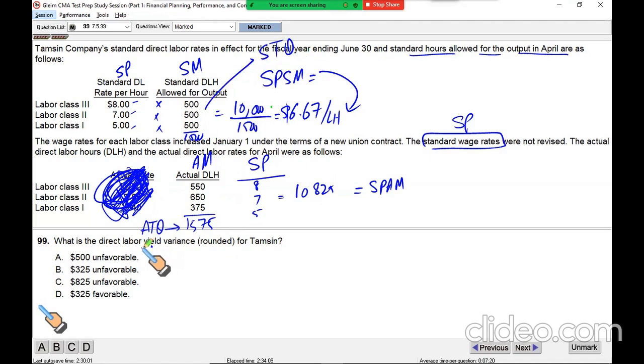We need to first calculate the yield variance, meaning did you use more hours or less hours? We were supposed to use 1500 hours, but we used 1575 hours. We used more hours. Yield is adverse, absolutely adverse. Let us calculate the exact number.